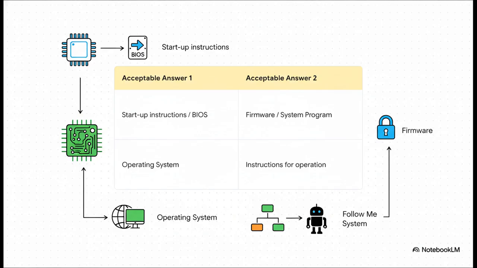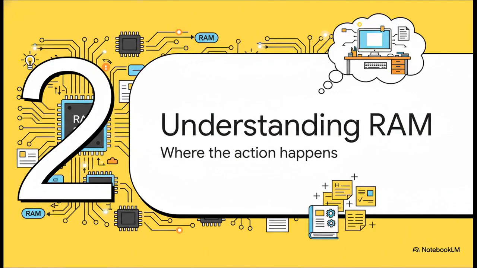To snag those 2 marks, you just need to pick 2 from this list. So you could say startup instructions or BIOS, and then for your second point, you could say firmware or even the specific program for the follow me system. Using these exact keywords is what examiners love to see. All right, let's move on to part 2, RAM.